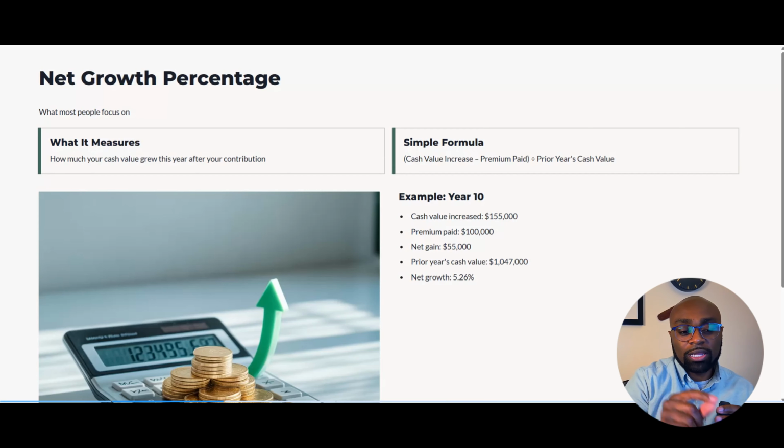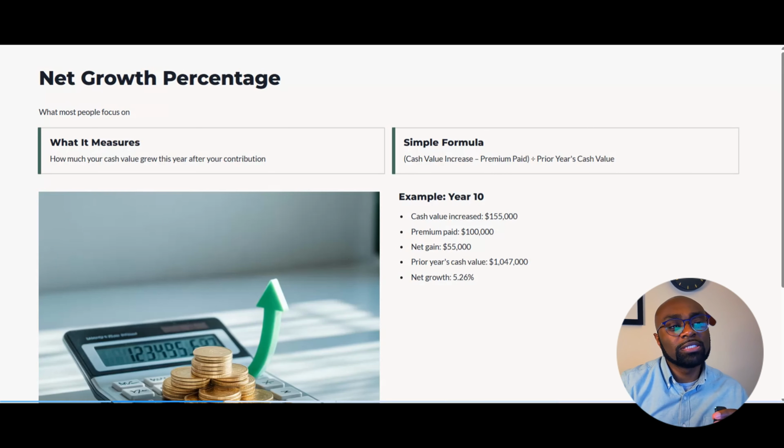Now, with a life insurance ledger, when it comes to ROR, year over year return, what they call that is net growth percentage, specifically within the life insurance illustration that we'll be looking at today. What net growth percentage tells us is how much your cash value grew by this year, accounting for your contribution. In other words, it answers this question: how much more do I have this year than I had last year after making my premium contribution?